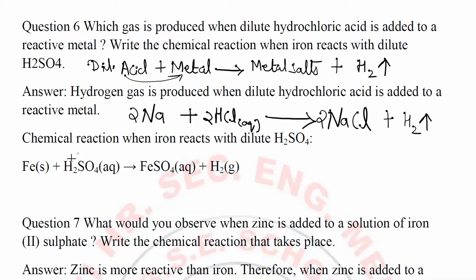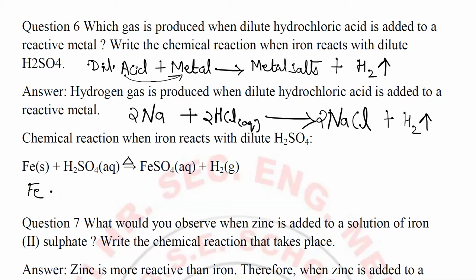So here, as iron is less reactive with the H2SO4, we would require a small amount of heat in order to perform this reaction. The displacement of H2 gas will take place here, and the iron will get attached to the sulfate.